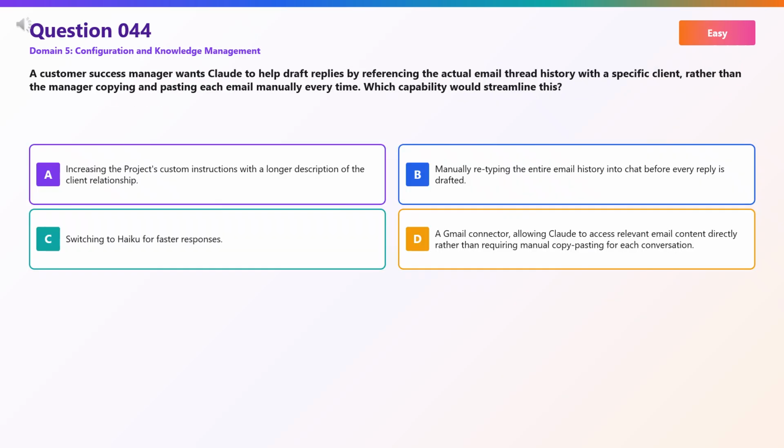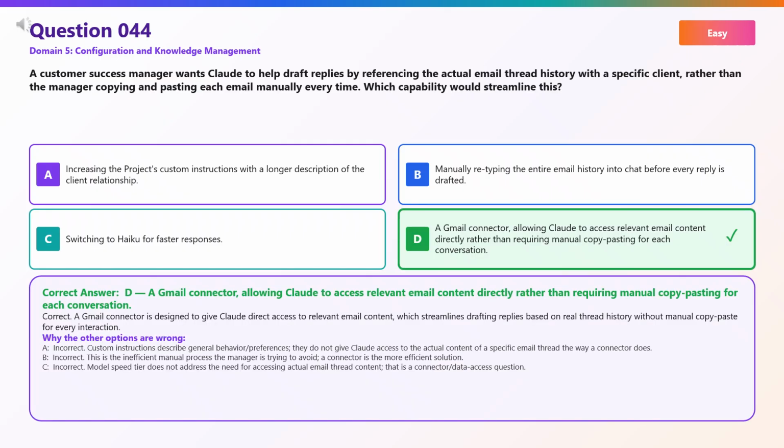A customer success manager wants Claude to help draft replies by referencing the actual email thread history with a specific client, rather than the manager copying and pasting each email manually every time. Which capability would streamline this? The correct answer is D. A Gmail connector, allowing Claude to access relevant email content directly rather than requiring manual copy-pasting for each conversation. A Gmail connector is designed to give Claude direct access to relevant email content, which streamlines drafting replies based on real thread history without manual copy-paste for every interaction.